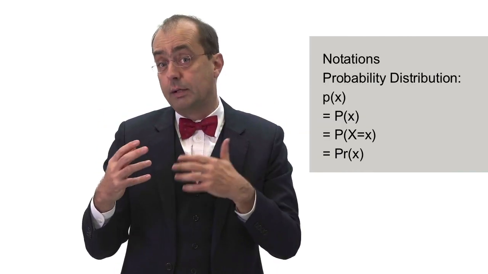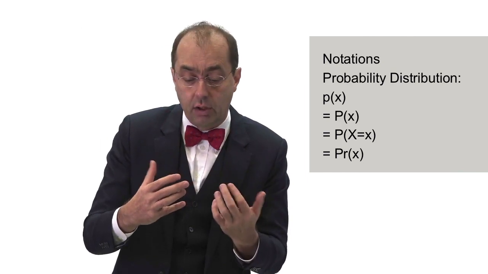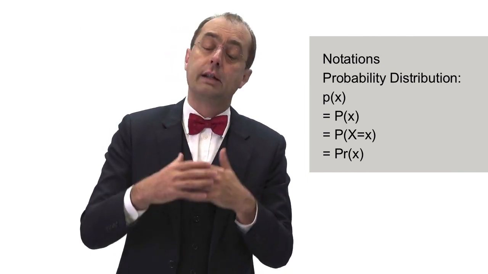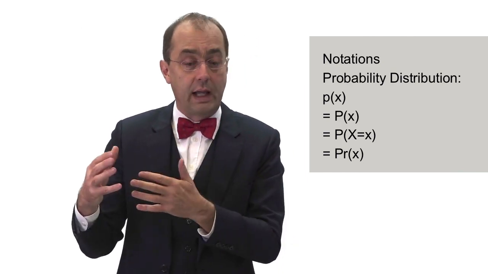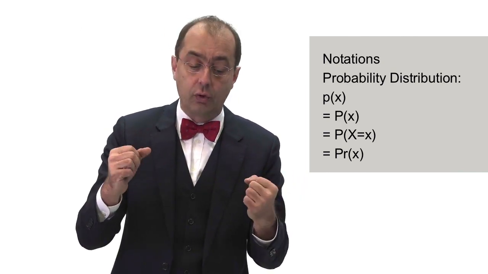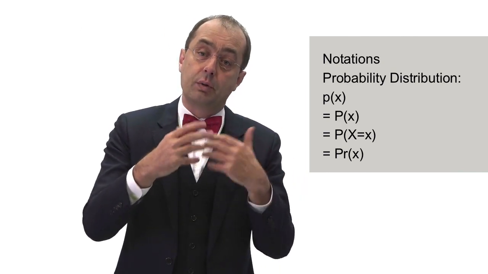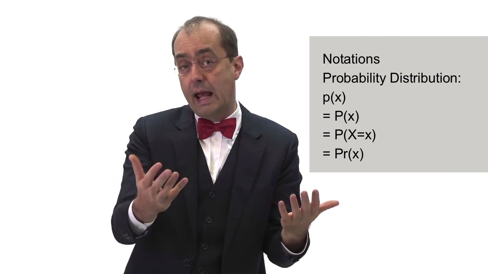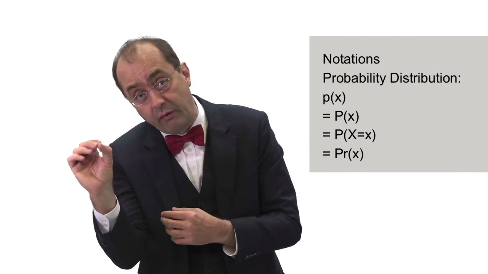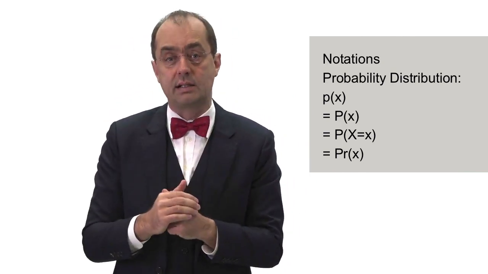Some people like to write PR for probability of X. Some people like to write P of capital X equal x. That may look a little funny to you, but what that means is the probability that the random variable X takes on a specific value, and that's then denoted by little x. I don't care which notation you use, but if you look at textbooks, if you surf the internet, you will most likely find one of these four ways to write down a probability.